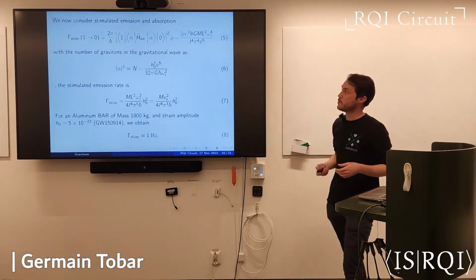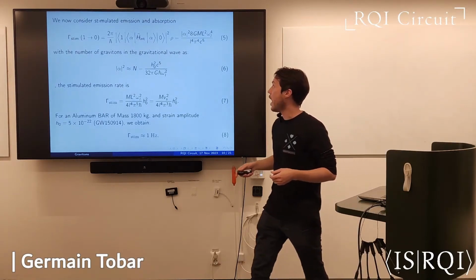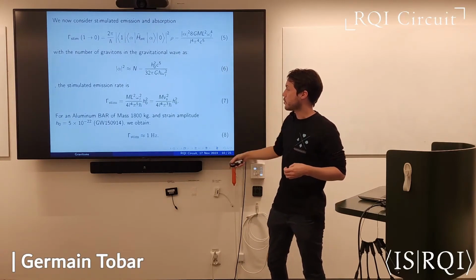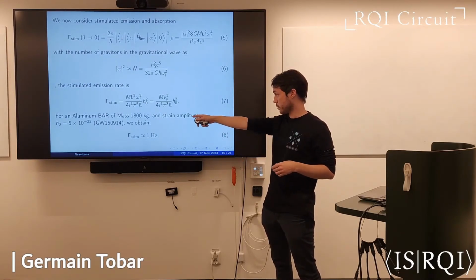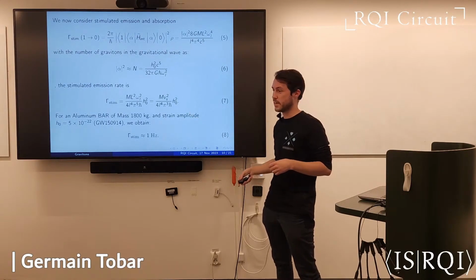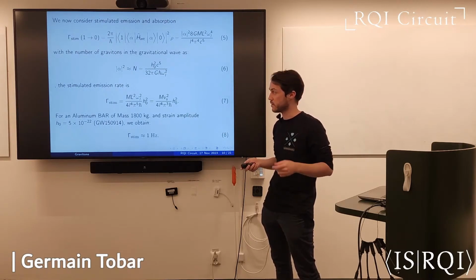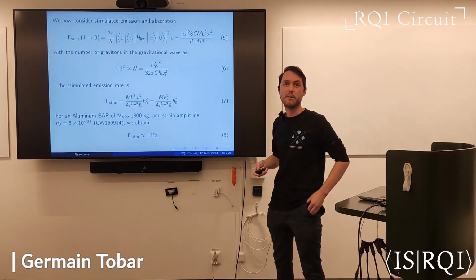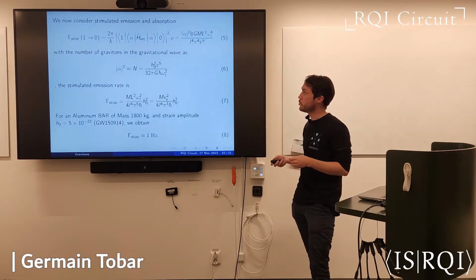So now we look at stimulated emission rather than interacting with the gravitational field vacuum. We just look at the Weber bar interacting with a coherent state of high amplitude. And for an aluminium bar close to what Weber had designed, and for a gravitational wave amplitude close to what LIGO had detected, you obtain 1 hertz. So the Weber bar and the gravitational wave exchange a single graviton each second. That really brings this single graviton transition rate to something that we can realistically observe in a laboratory experiment.